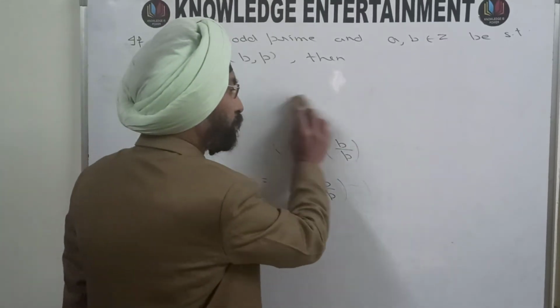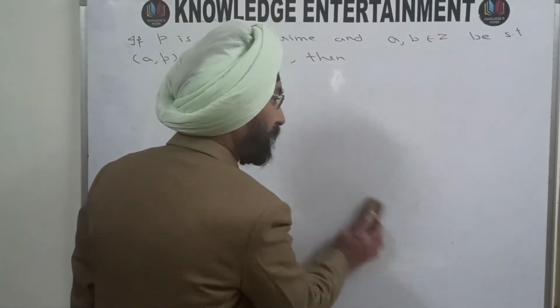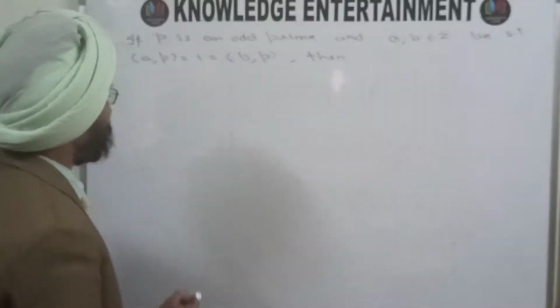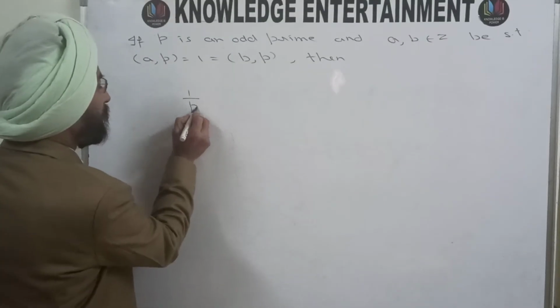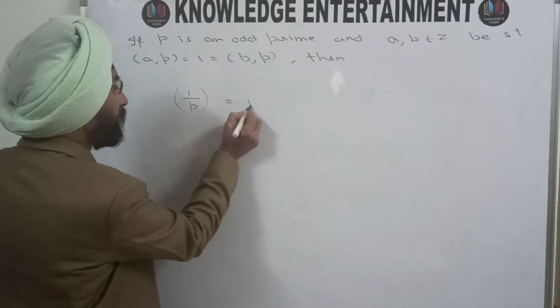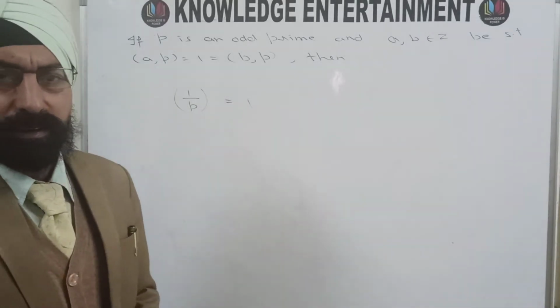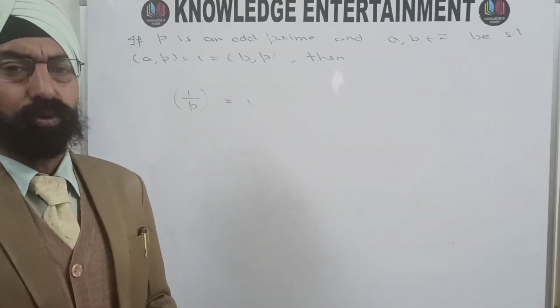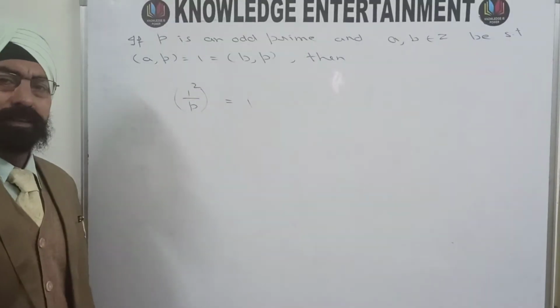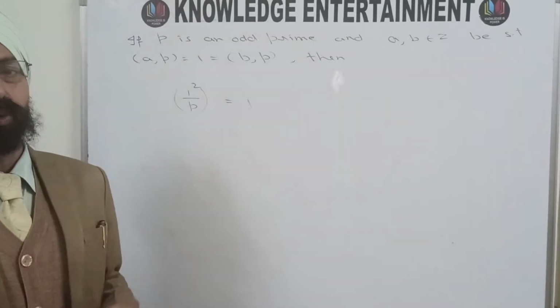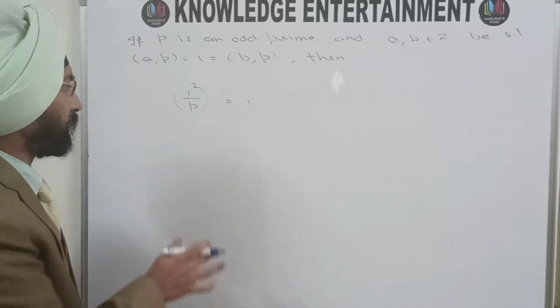Another important result regarding this is that 1 upon P Legendre symbol is always 1. There are many ways to prove this. One is that you can write it as 1 squared. So A squared by P, you know that it is 1. So that is one way.